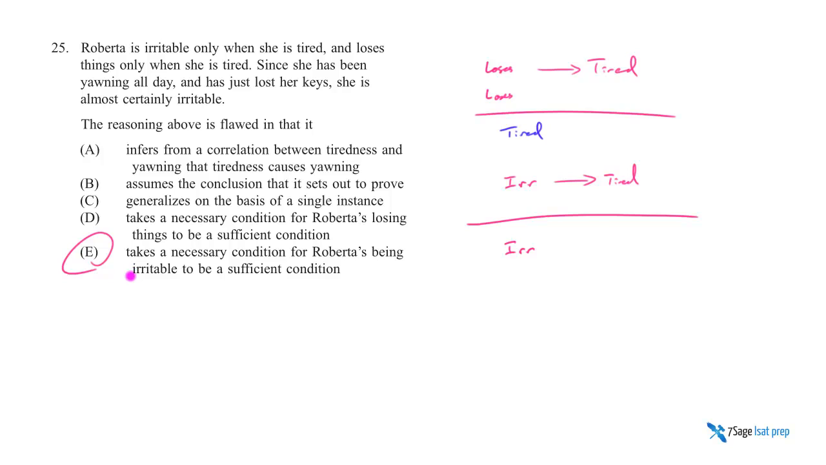Right, that's what answer choice E says. Takes a necessary condition for Roberta's being irritable. What's the necessary condition for her being irritable? That's tired. That's a necessary condition. The mistake is that we're taking this condition to be a sufficient condition. We're saying, oh, tired pushes to irritable. Now, if tired pushes to irritable and you satisfy tired, then you do get to conclude irritable, which is exactly what they did. Right, so that's the mistake. So the others are wrong simply because they're not this.